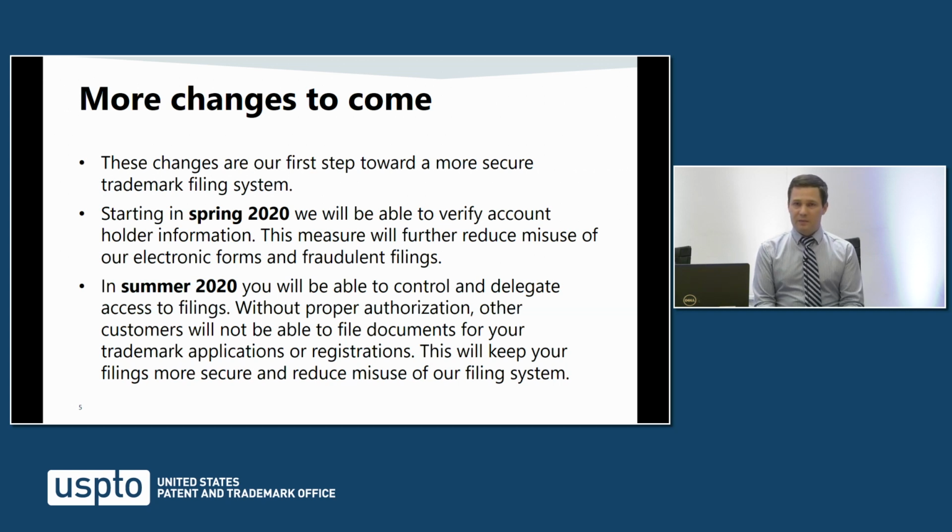And then in summer 2020, summer of next year, you'll be able to control and delegate access to these files. There will be various levels of control and access, and some of them may resemble in some ways the attorney sponsorship situation that we talked about before, but the details on those will still be emerging. It may be that without proper authorization, you won't be able to file on certain filings that have been protected. And again, this is for security, but I also want to say at this point that we've mentioned increasing filing security, and that is one of our primary goals, but these changes are also going to allow us to provide additional features and enhancements as we modernize the overall filing experience.